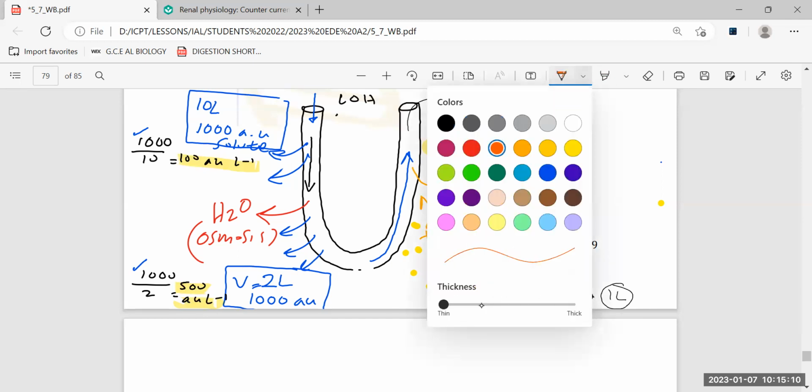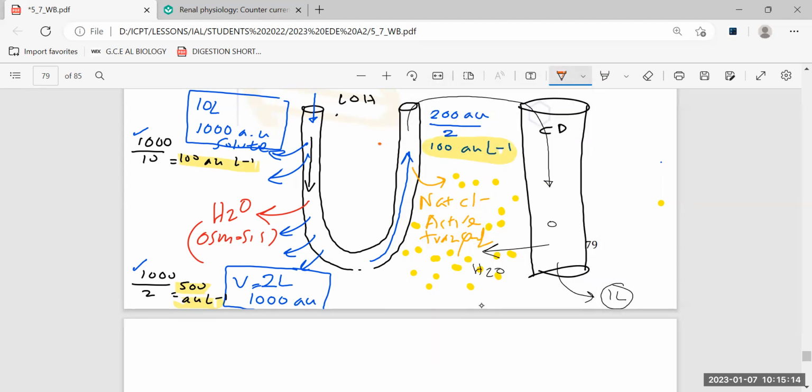So direction of blood flow is also like this direction. So water can again enter into the blood. Okay.